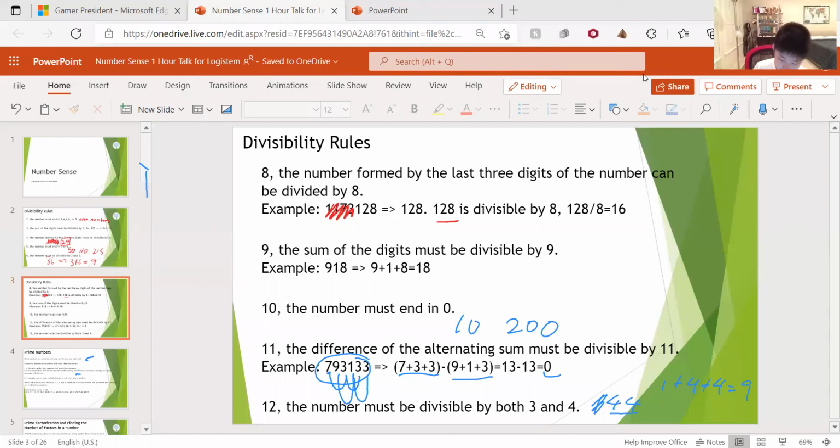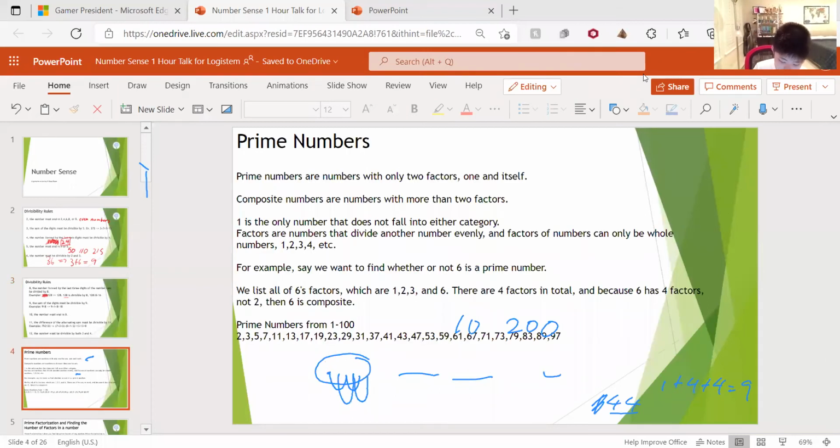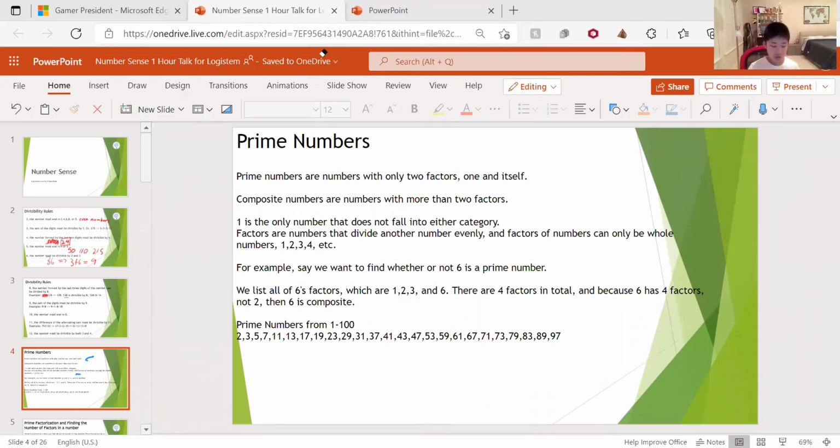And let me get back to the annotate here first. And let's erase everything. So prime numbers are numbers with only two factors, one and itself. Composite numbers are numbers with more than two factors. So like 6, and prime numbers are like 3. So 1 is the only number that does not fall into either category. 1 has only one factor, so it's not prime nor composite.